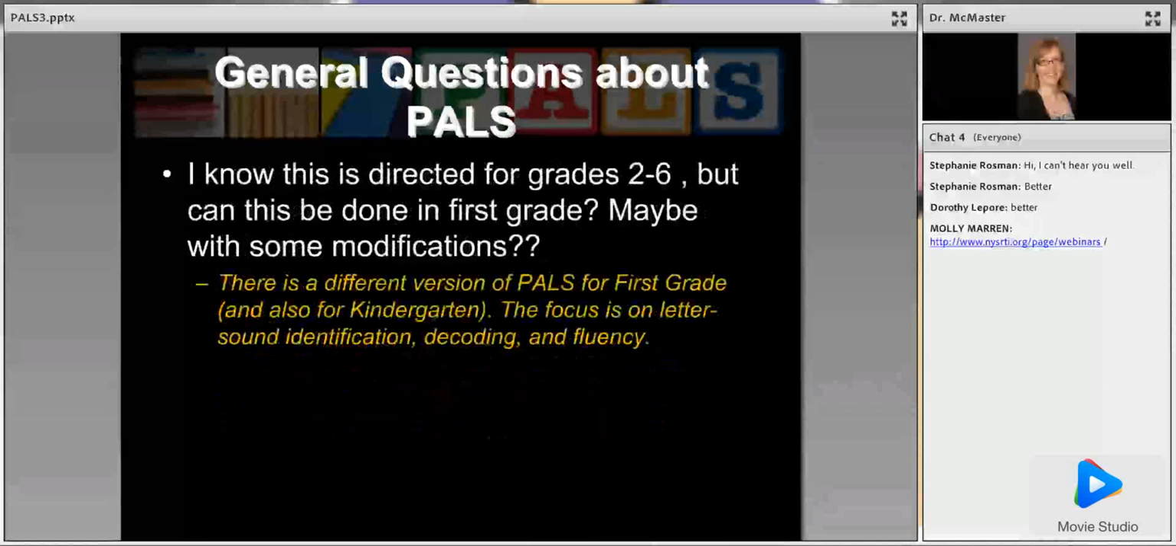Another general question about PALS. Somebody asked, I know this is directed for grades 2 through 6, but can it be done in first grade, maybe with some modifications? So I did want to just briefly point out that there actually is a different version of PALS for first grade, and there's also a version for kindergarten. Those are two separate programs. But the focus is very different. It's on letter sound identification, decoding, and fluency.